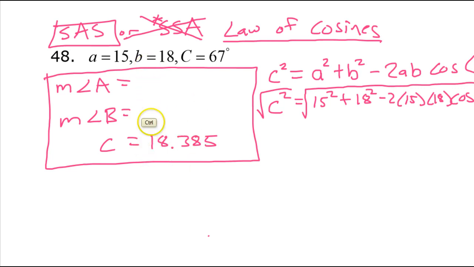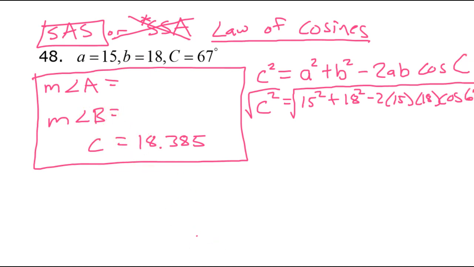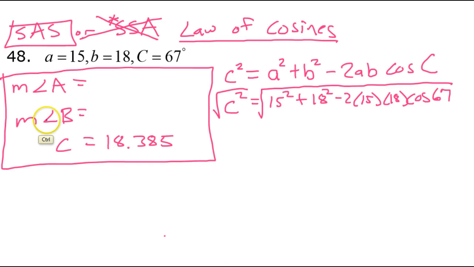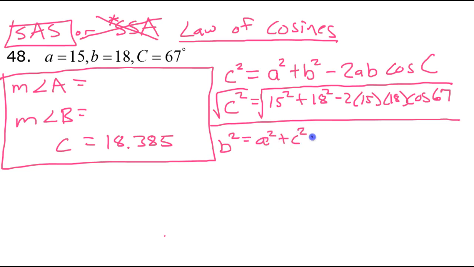Since I started at the bottom, I might as well just work my way up. So now I'm going to find the measure of angle B. Since I'm looking for the measure of angle B, then the next thing I'm going to put is side B. So B squared is equal to a squared plus c squared minus 2ac cosine of angle B. All right, the angle B matches the side B.